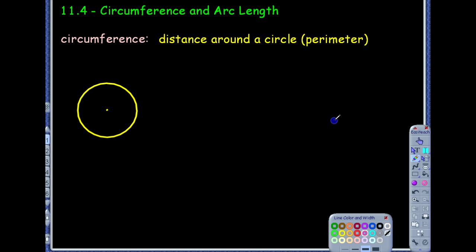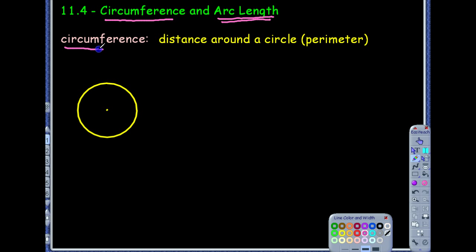Notice the title: we're dealing with circumference and arc length. Now, arc length is kind of the new piece. So we're going to get into that, and then we're going to spend a little bit more time on this another day. So let's start with what we already know.